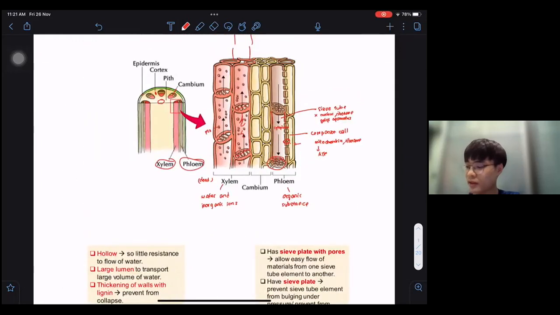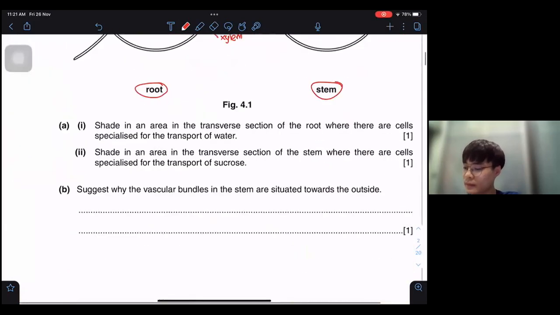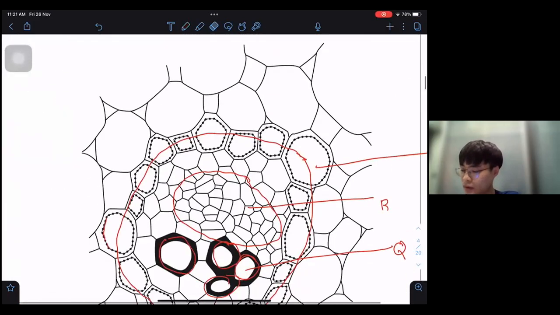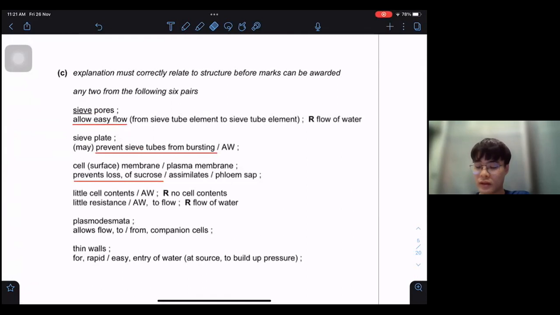You can see from here, this cell surface membrane prevents sucrose from transporting to the cambium or to the xylem at the neighboring tissue. And there's also little content because the sieve tube doesn't have a nucleus, ribosome, or Golgi apparatus, and this has reduced the resistance for the sucrose to flow.